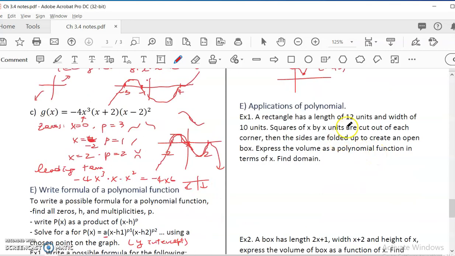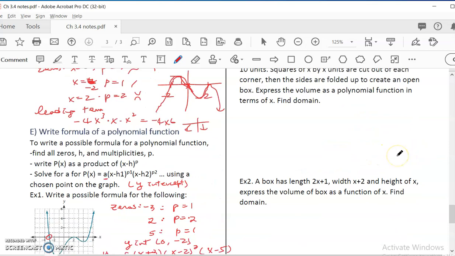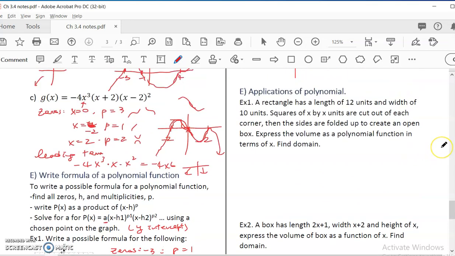The last one is about solving polynomial, writing the polynomial equation. We have done similar things before, so we'll just practice this again. There's a rectangle of length 12 and width 10, and you are to cut a square of x by x from each corner. Remember, the same thing that we did before. Then they will form a box, right? You are to find the polynomial function and then write the domain. So we have done this before.